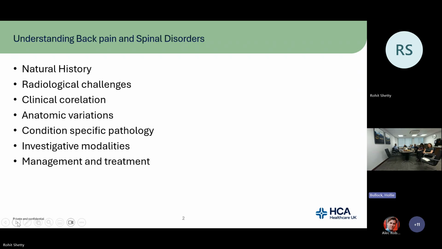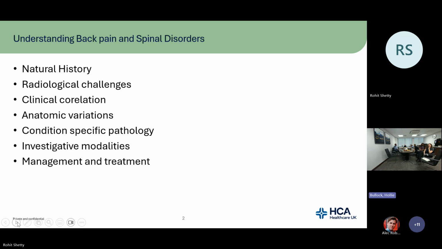So that will be good to have an understanding of back pain and general spinal disorders. When you look at any medical condition, it's good to go through the natural history of a particular condition and ask, when we intervene within the natural history, what part we play within the natural history process of an individual medical condition. We can go through some radiological challenges which we have.